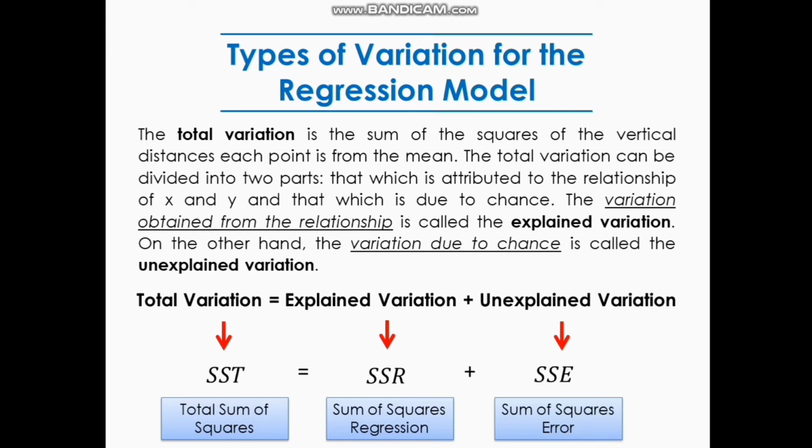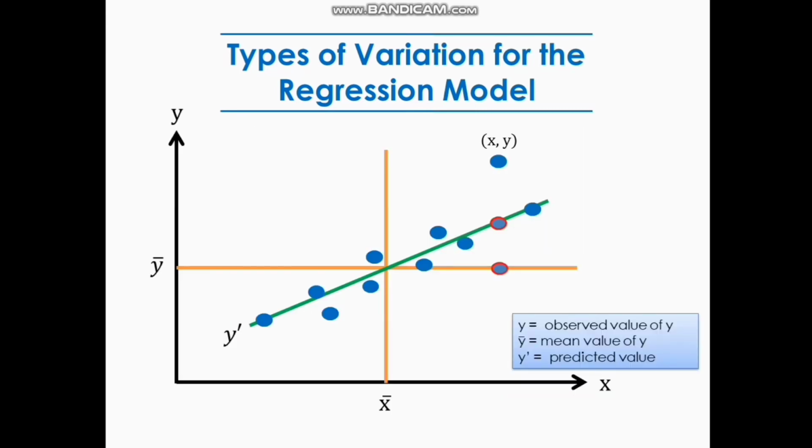So to have a deeper understanding of this concept, let's take a look at this illustration. We have here a scatter plot. Let us consider all the plain blue points here as our data. The slanting green line represents the regression line, designated as y prime, also known as the predicted value. And this orange horizontal line represents the mean of y, and the orange vertical line represents the mean of x.